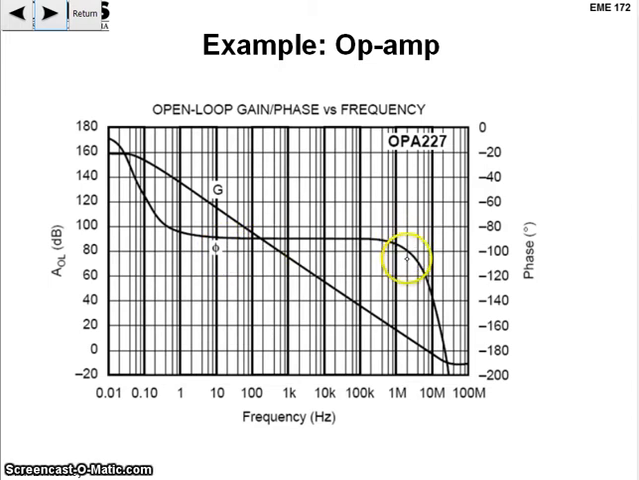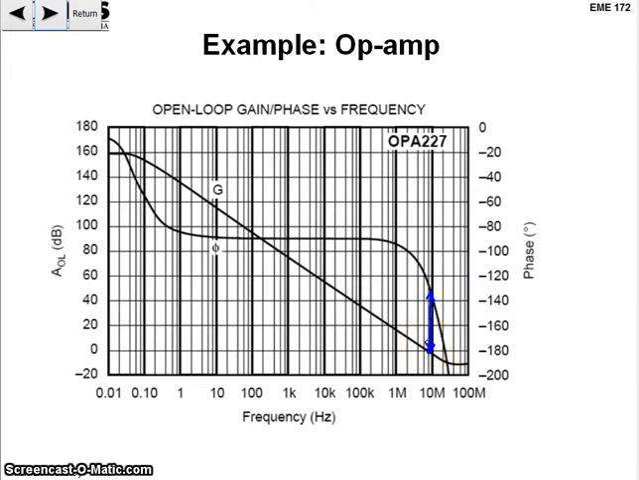To find the gain crossover frequency, I'm looking for the point where the gain crosses through 0 dB. So I follow along here, and it's right about here, which is about 9 megahertz. You can see it's crossing through. This line is the gain line, and it's crossing through 0 dB at 9 megahertz. If we want to find the phase margin here, it turns out this line is also where minus 180 degrees is.